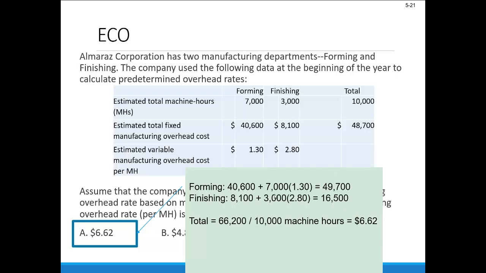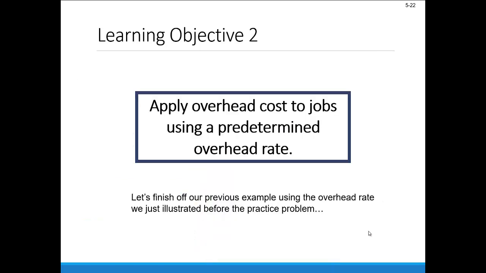Now we're using a plant-wide rate, so we'll add those together to get a total estimated overhead plant-wide of 66,200. Divide that by the total estimated machine hours across both departments, so 10,000, and that gives me my predetermined overhead rate of $6.62, again, per machine hour. Back up and review any of this if you need to, and then move on to the next video, which would cover applying overhead costs to jobs and coming up with total job costs.